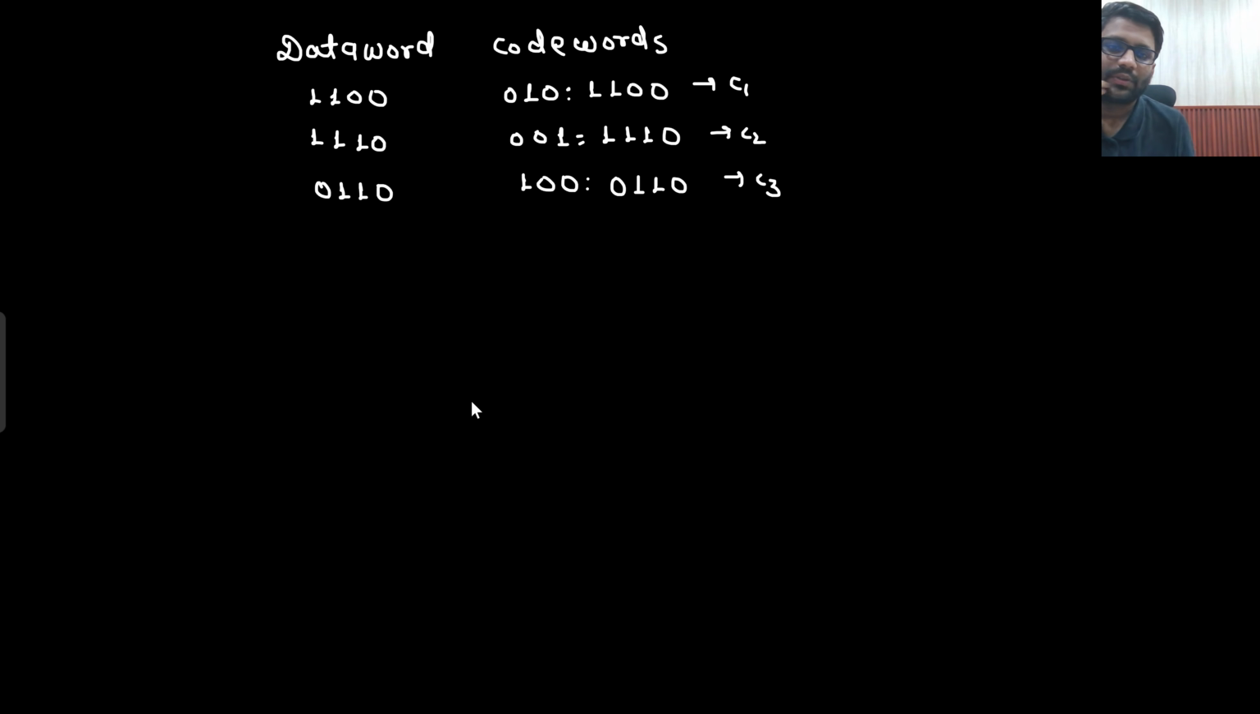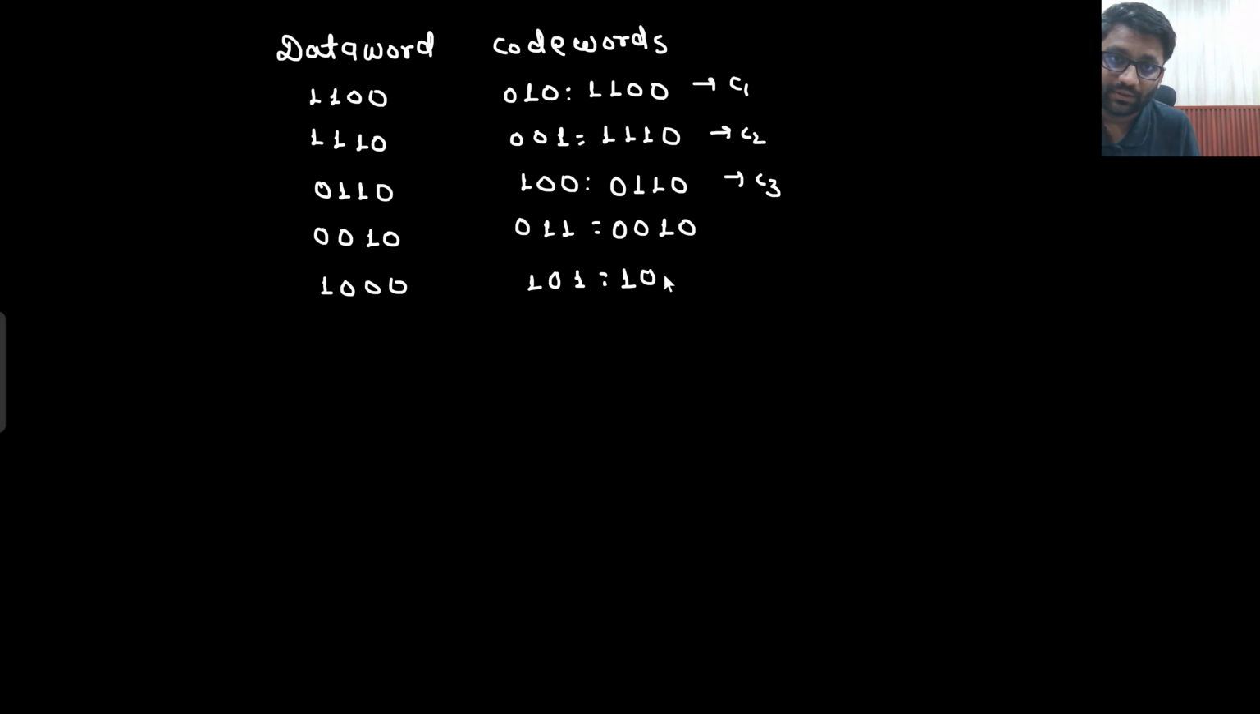So when I do C1 XOR C2, what am I getting? Sir, 0, 0, 1, 0. So C1 XOR C2 I am doing, 0, 0, 1, 0. So, sir, 0, 1, 1, 0, 0, 1, 0. Let's do C2 XOR C3. So I will be getting 1, 0, 0, 0, 1, 0, 1, 1, 0, 0, 0. So I have got C4, I have got C5.